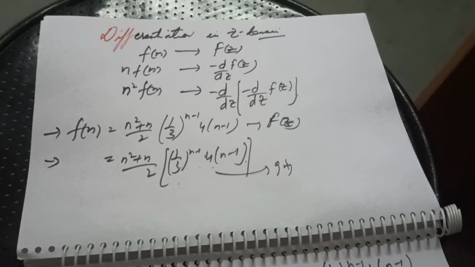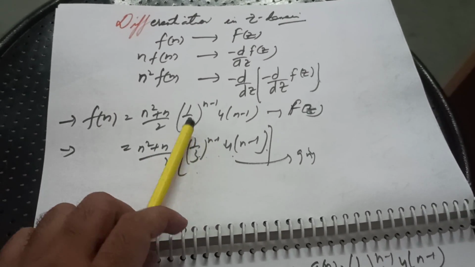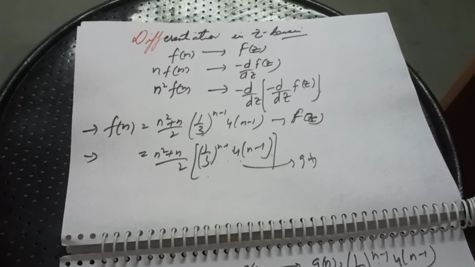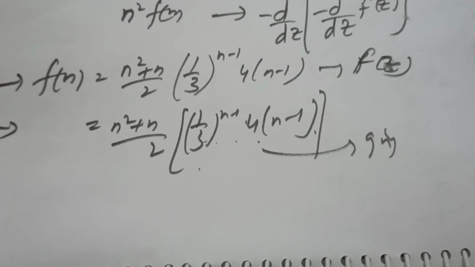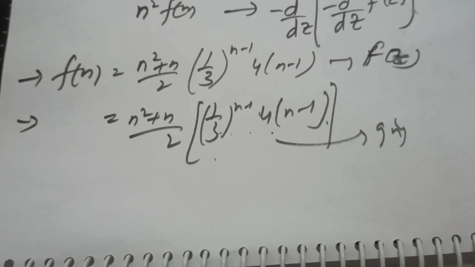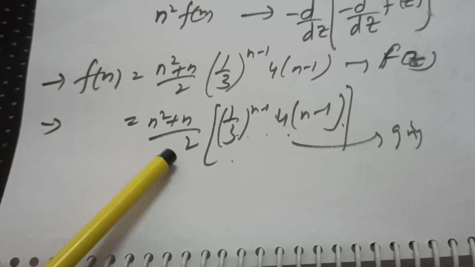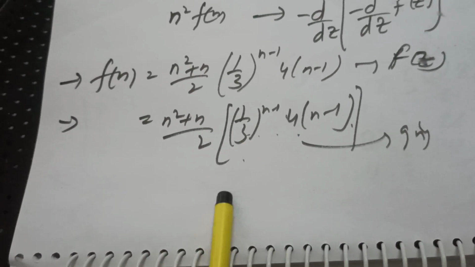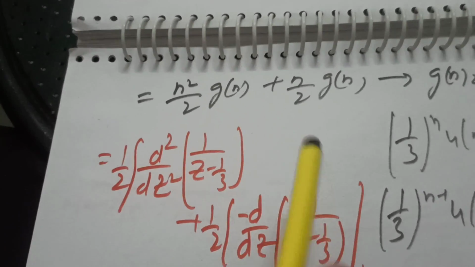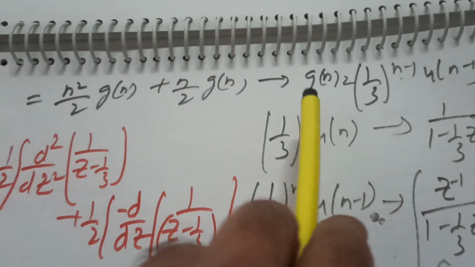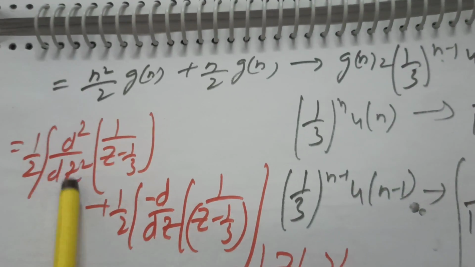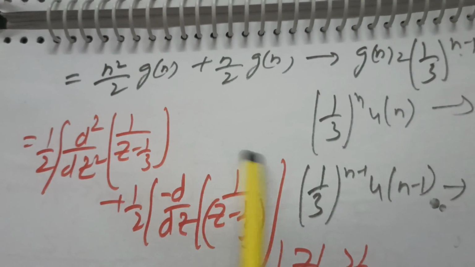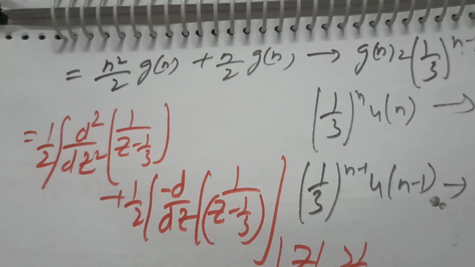For example, if we take f of n equals this expression, then this seems to be a very difficult one. But what we will do is simply expand this expression. Upon expansion, n square by 2 gets multiplied by this term, and n by 2 again gets multiplied by this term, something like this. And if we know the Z transform of g of n, then we will simply take the double differentiation of G of z and get the desired answer.